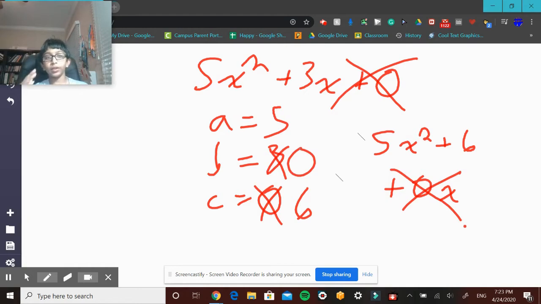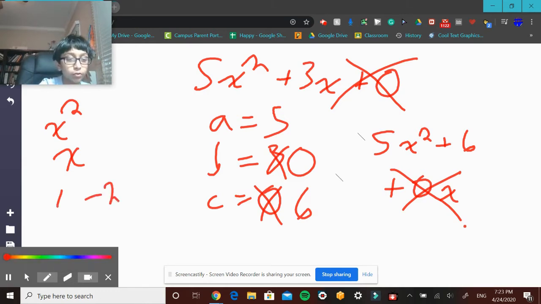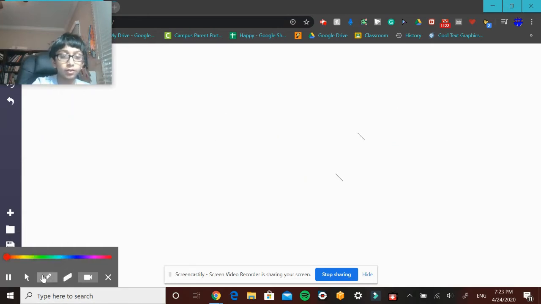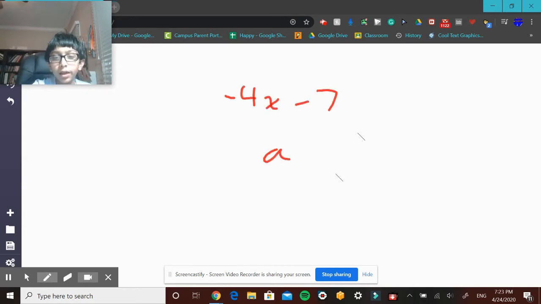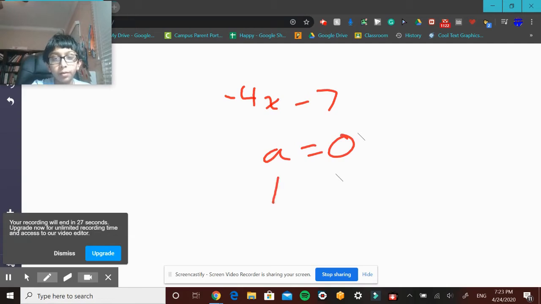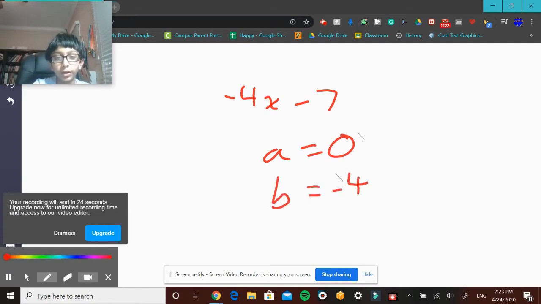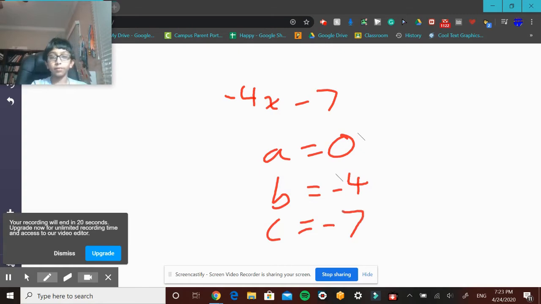So A is always the number before x squared, B is the number before x, and C is the number by itself. If there's no x squared, that means A is 0. If there's no x, B is 0. If there's no regular number of some kind, then C is 0. Now let's play around with the negatives. It's going to basically work in the exact same way. Let's say that we have negative 4x minus 7. A is obviously going to be 0. B is going to be negative 4, since that's the term before the x, and C is going to be -7. Now you guys should be pretty familiar with how to find A, B, and C.